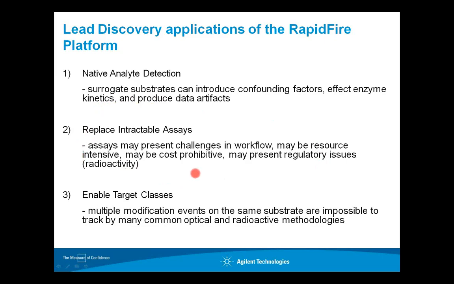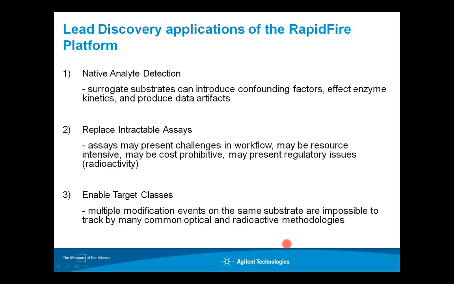Then there's the second example where we're replacing an intractable assay. There are a lot of assays, for example, that present challenges to the laboratory workflow. They might be resource intensive, cost prohibitive, and may present regulatory issues. So maybe there's radioactivity and the laboratory doesn't want to be using very much radioactivity. We call these intractable assays, assays that would be very challenging. Well, RapidFire is able to get around a lot of these issues.